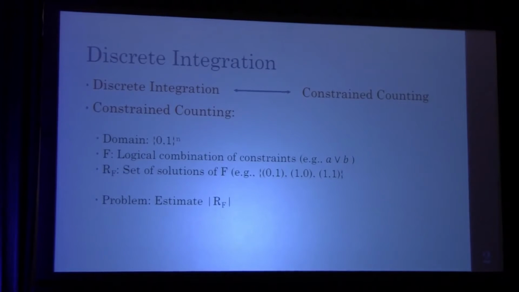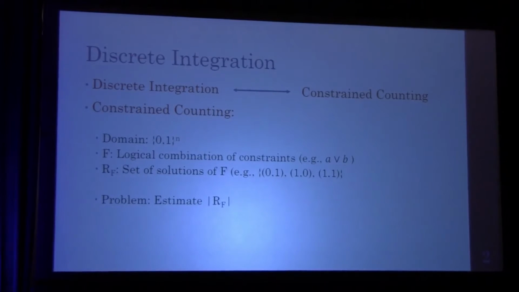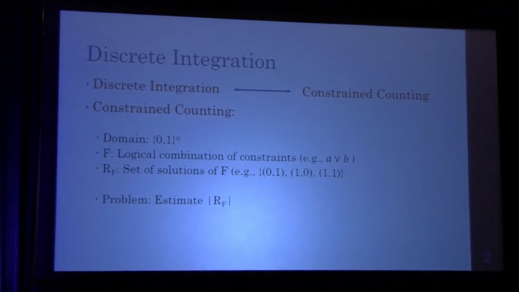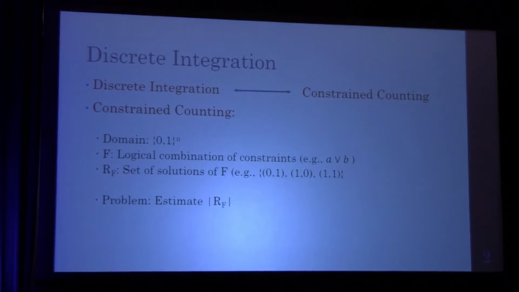So to start with, just to recap, discrete integration is the same as counting in some space where you have a set of constraints. In this case, we will be concentrating on the Boolean case where the domain is 0, 1. So if you have n variables, we are talking about 2 to the n possible assignments. We have some set of constraints, again denoted by F, and RF is the set of all the solutions of F. And the problem is, how do we estimate the number of solutions? Which is estimating the cardinality of RF.